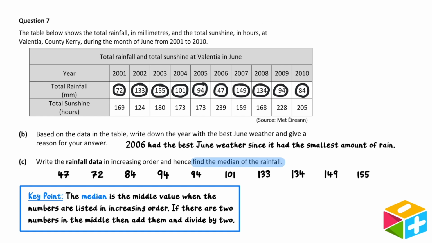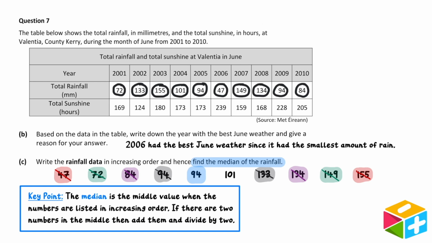So, to find the median, we'll need to identify the middle number or numbers. A nice way to do this is to repeatedly cross off the smallest and largest number on the list. To begin, we'll cross off 47 and 155. Then we cross off 72 and 149. Next, we cross off 84 and 134. And then we cross off 94 and 133.